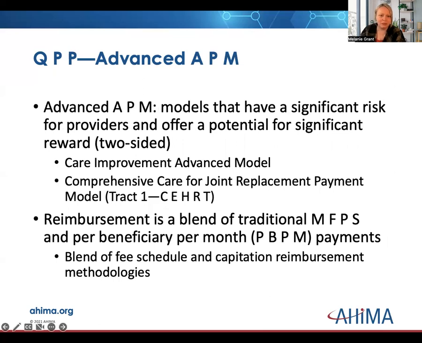The advanced payment model looks at providers that have really just two things. Either they have a really strong track record of improvement methods, or the comprehensive care for joint replacement payment model. This is based off of the amount of patients they have and the services that are listed, and it really only applies if your patient is part of this particular service.